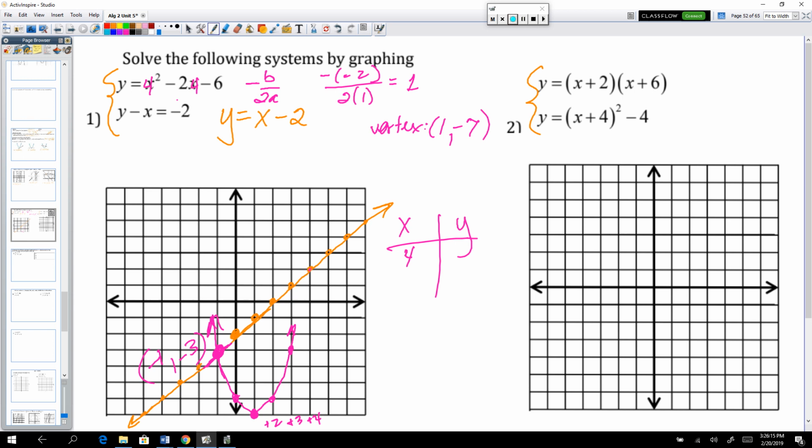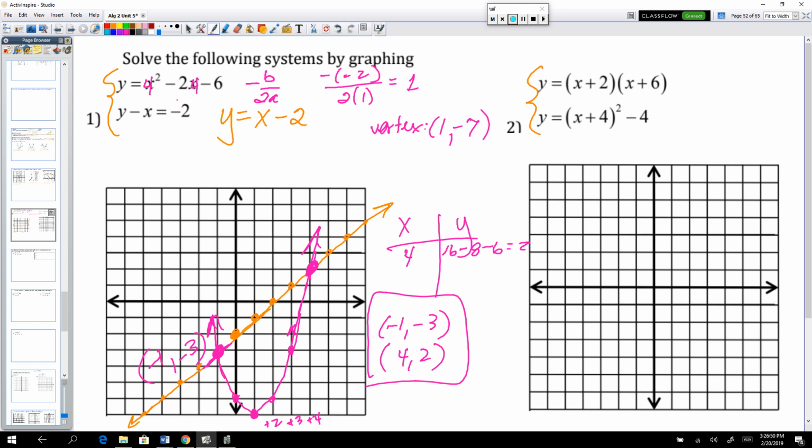y would be 16 minus 8 minus 6, so it would be 2. So 1, 2, 3, 4, 2. Sure enough, that's another place that we cross. Okay, so our two solutions are (-1, -3) and (4, 2). And always remember, when you are inputting your final answer, it should be a set of points. It should be a coordinate pair.